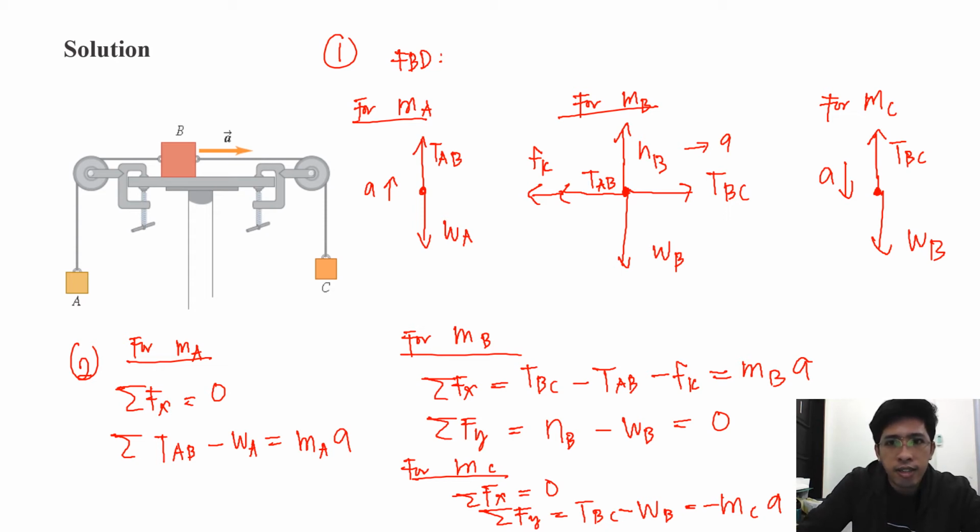Again, our targets are your mass C, your tension BC, and your tension AB. So let's solve this one. I hope you have taken note of our equations here.